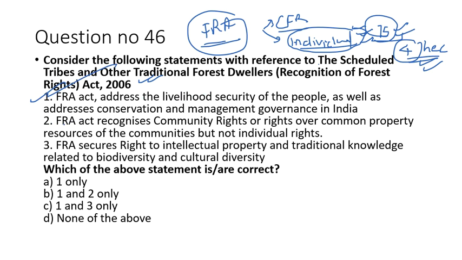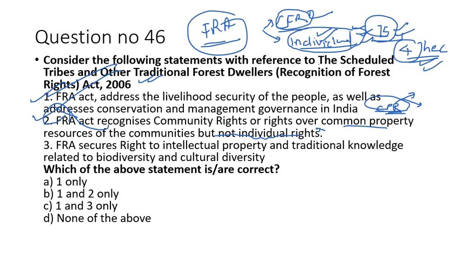Statement number 2: the Forest Rights Act recognizes the community right or the rights over common property resources, CPR, like rivers, grazing lands, forest. So the Forest Rights Act, as I said, recognizes both types of rights: the community forest rights or the common property, as well as the individual rights. But the statement says it does not recognize the individual. This statement is wrong because of these last 3 words. It also recognizes the individual rights.